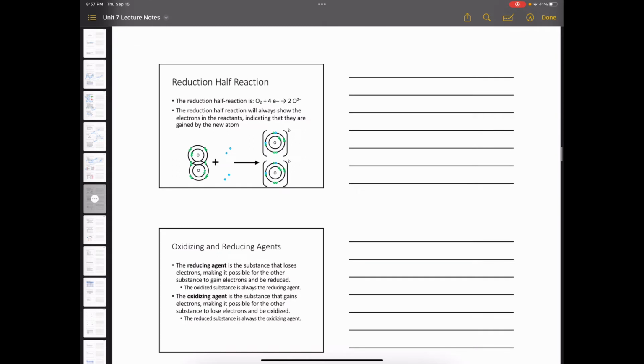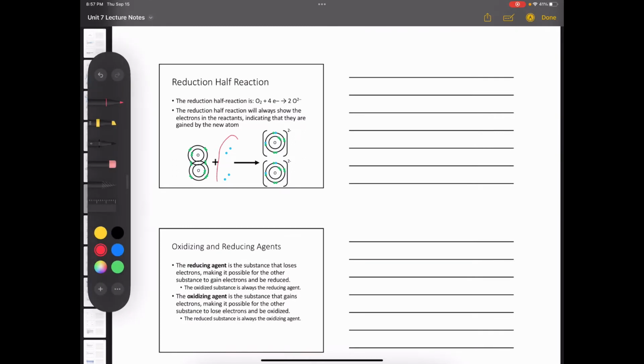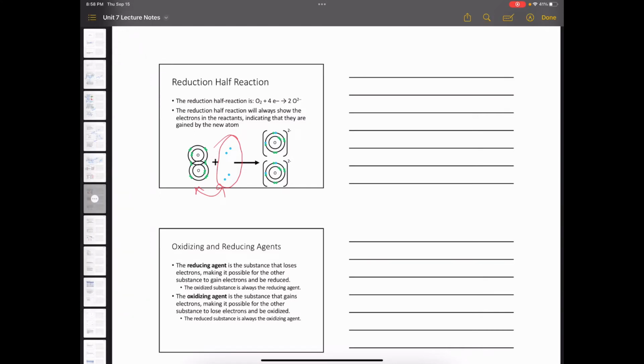On the other hand, if you're looking at the reduction half reaction, the electrons would be on the reactant side. Yes, you guessed that right, because we're gaining these 2 electrons. So when we gain these electrons, they have to be on the reactant side, so the oxygen would accept these 2 electrons. So the oxygen is being reduced. Okay? So that's in terms of oxidation and reduction.